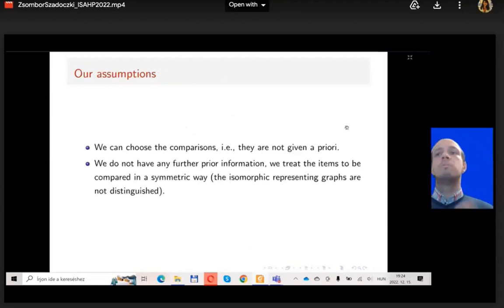Okay, so from now on, I will only talk about the graphs, but of course, those are filling patterns of pairwise comparison matrices. Our assumptions are the following. We can choose the comparisons, so they are not given a priori, and we don't have any further prior information. So basically, we don't know if an alternative should be among the best ones or anything like this a priori. And this way, the isomorphic representing graphs can be handled as the same graph.